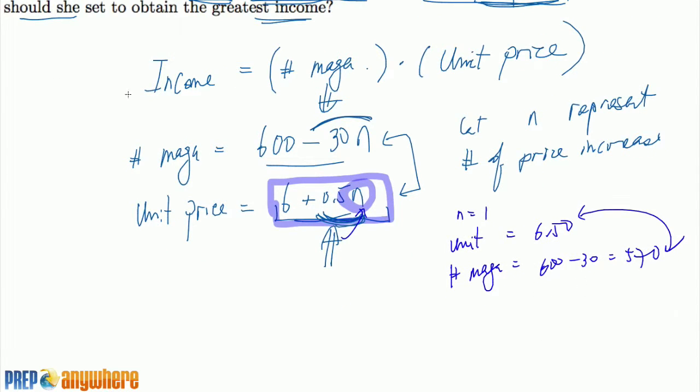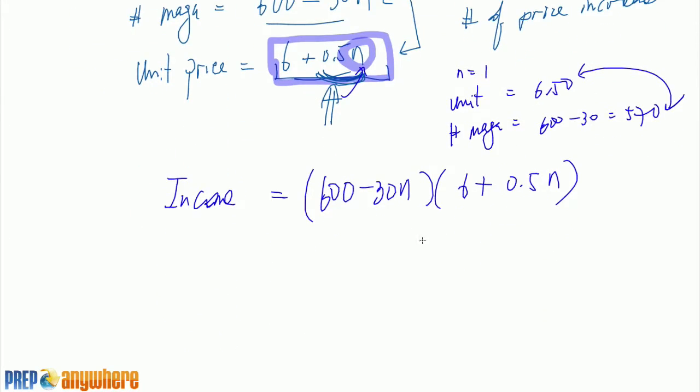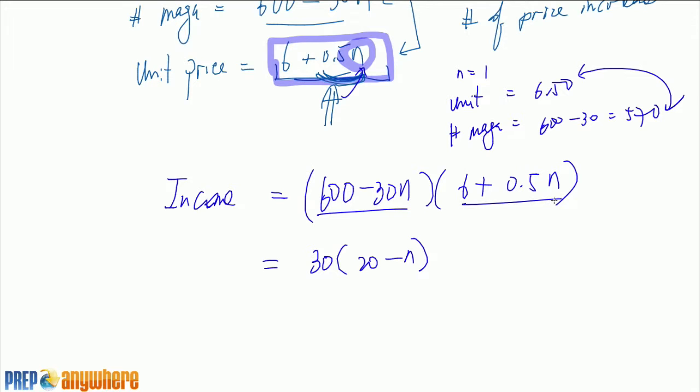Now what we have to do is go back to this formula of income. Instead of the number of magazines and the unit price, we replace those with our algebraic expressions. And doesn't that look like a quadratic equation? It does, right? It's factored. So look, you can factor out 30 from there, and you get 20 minus n. You can factor out a 0.5 from there, and get 12 plus n.